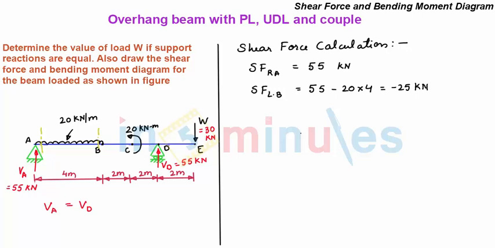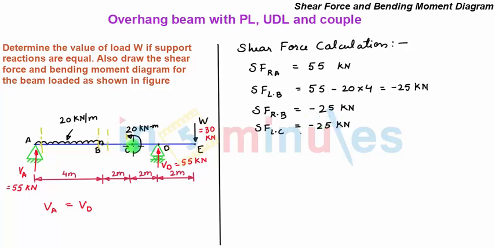Now let's move beyond point B. By taking a section toward right of B and very near to it, I get the value of shear force towards right of B as, there is as such no addition of force, so our shear force will remain unchanged, equal to minus 25 kilonewton. Now let's move towards C. By taking a section towards left of C and very near to it, the shear force towards left of C is, since there is no addition of force between these two sections, the same, minus 25 kilonewton.